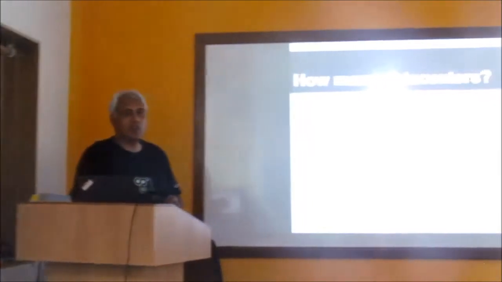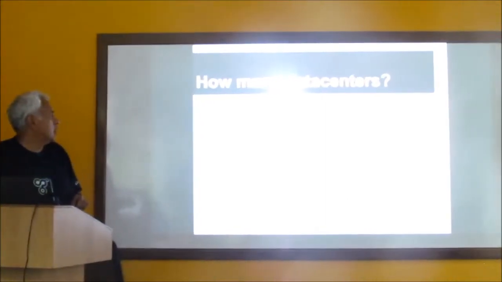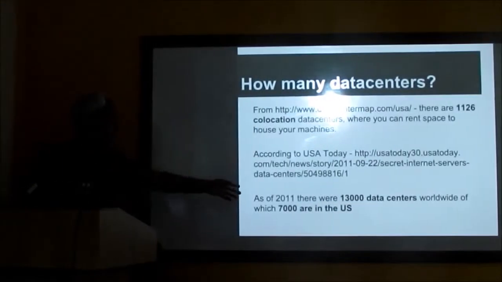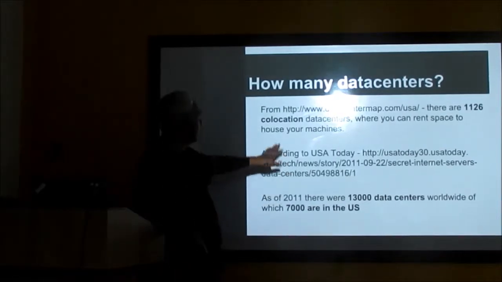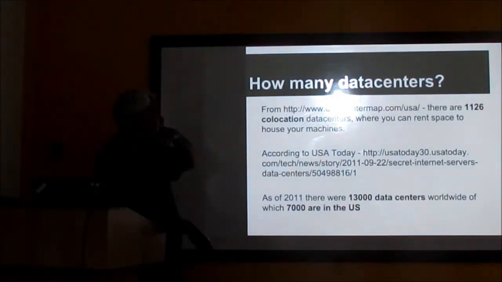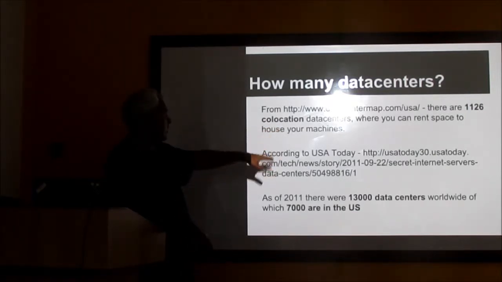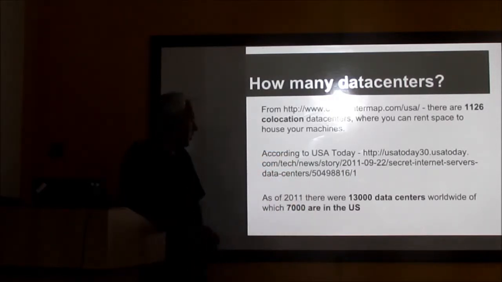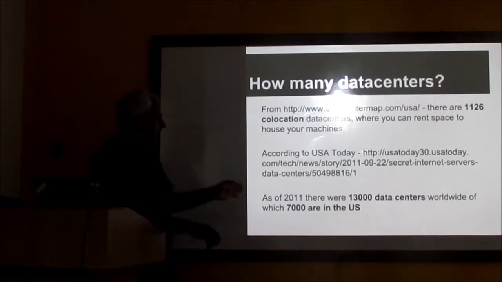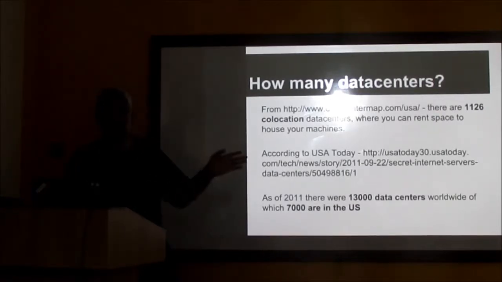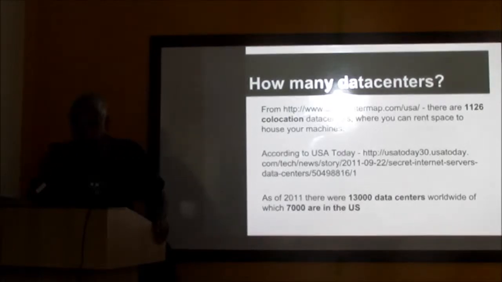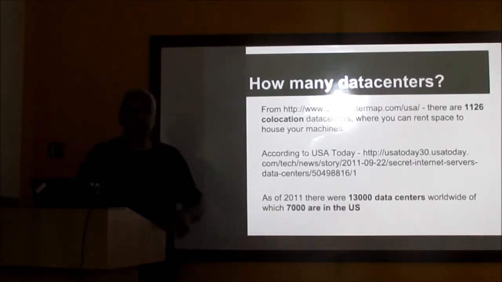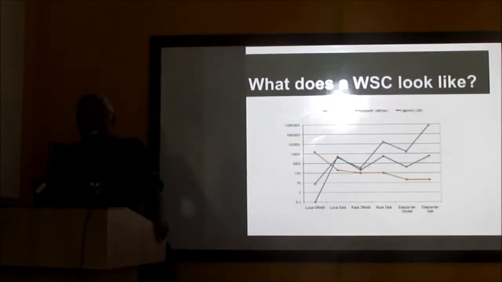Okay, so going back to the question of how many data centers. I did some search a few years ago. I haven't updated it, but even then, it will give you an idea. For instance, there are 1,000 co-location data centers. I think that's now pretty well known. And according to this source, it came up with something like 13,000 data centers, of which more than half are in the US. I think again that's probably changed a lot by now. A large number owned by, not Google.